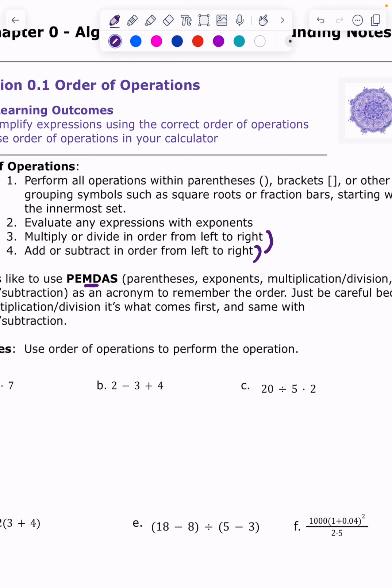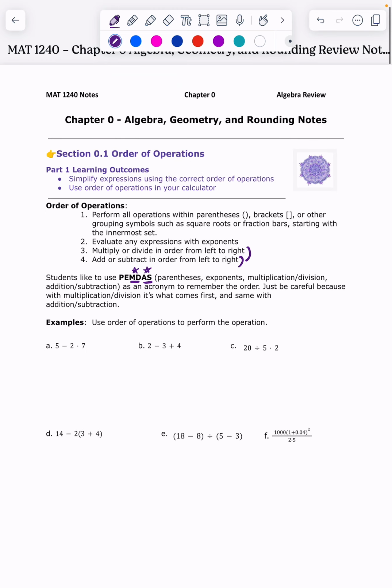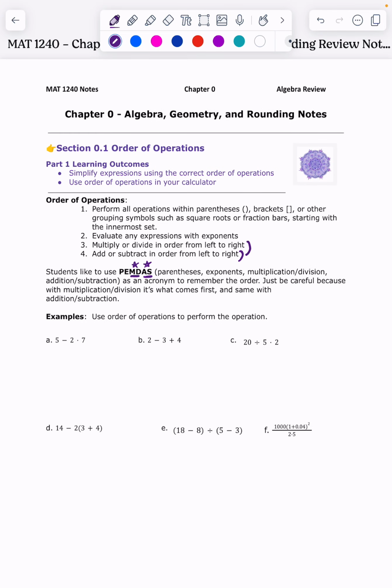So the MD and the AS are a little misleading there with PEMDAS, but it still helps you remember that like multiplication comes before addition, division comes before subtraction, that sort of thing. All right, let's give it a try.